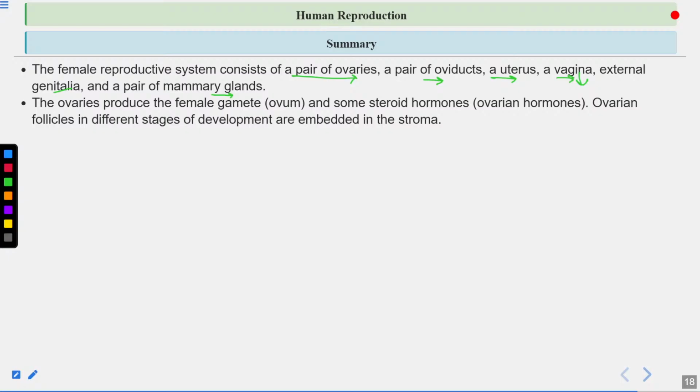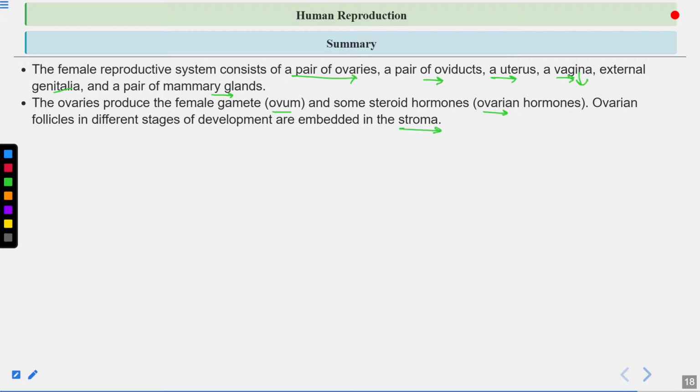Now the ovaries produce the female gamete known as the ovum, and some steroid hormones, also known as ovarian hormones, such as progesterone and estrogen. Now, ovarian follicles in different stages of development are embedded in the stroma.